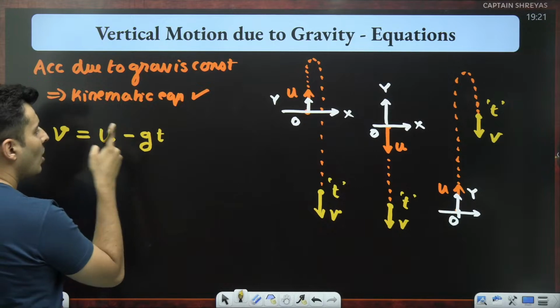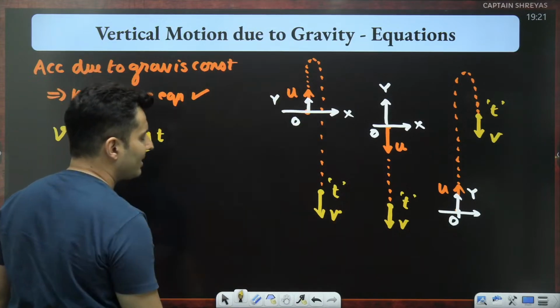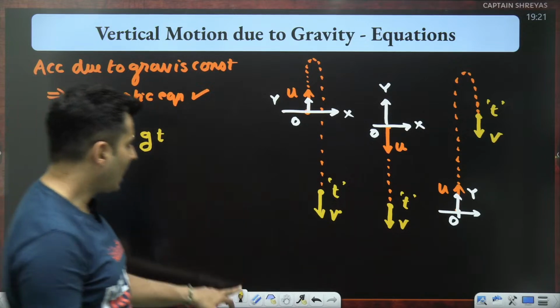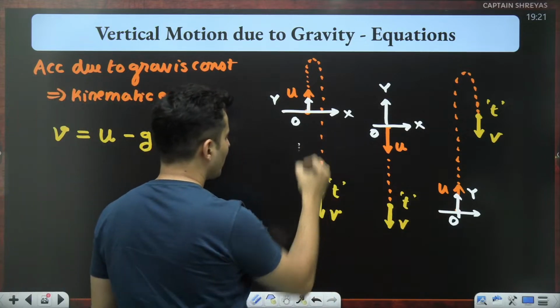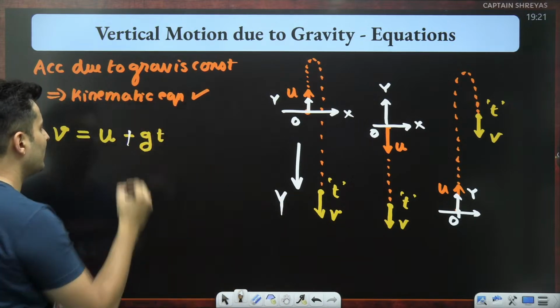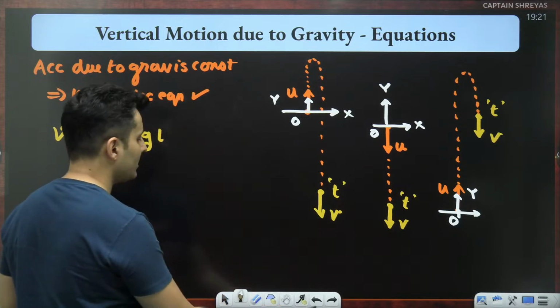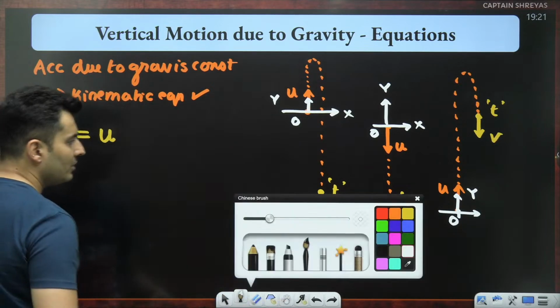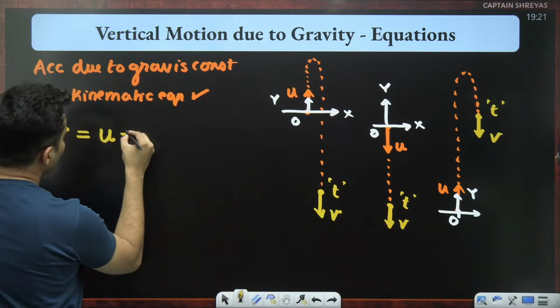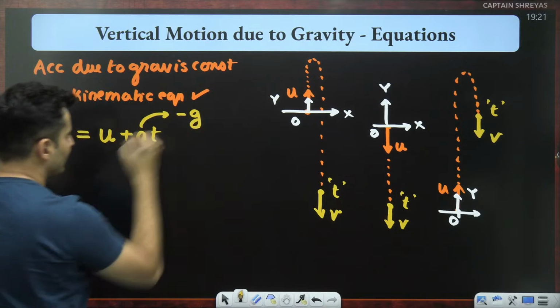Why did this minus come? Only because the y-axis is upwards, and I know acceleration due to gravity is downwards. Had I shown this y-axis the other way, then this would not be minus, this would have been plus. That's the only change. So understand, still I can use v is equal to u plus at. In this case, the acceleration will be minus g.